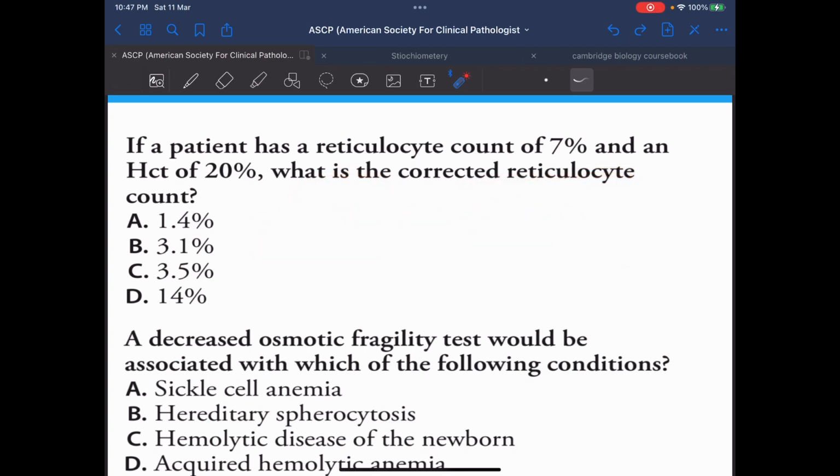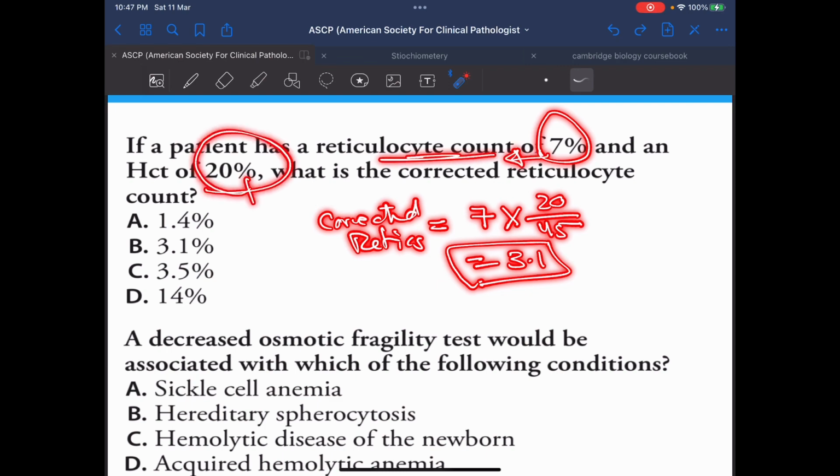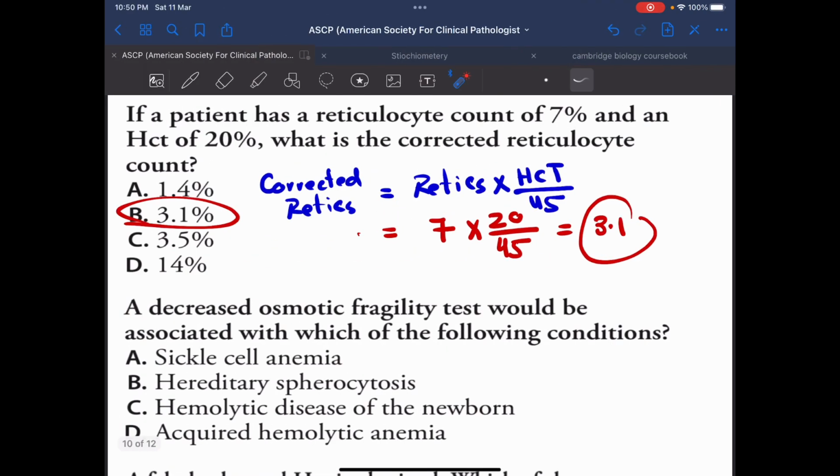This is the equation to correct the retics. This means the corrected retics will equal 7 multiplied by 20 over 45. It will be 3.1. So 7% is not the accurate reticulocyte content because of low hematocrit. The corrected and precise one is 3.1, which is B. Next question.